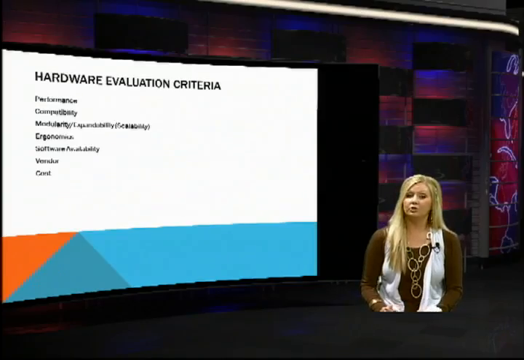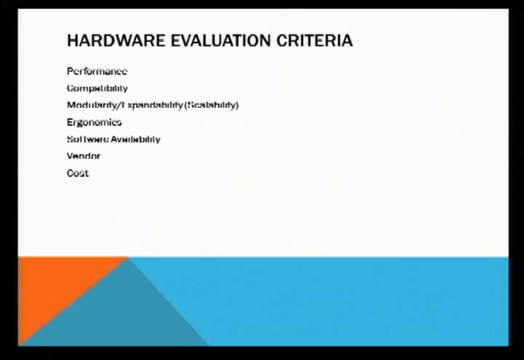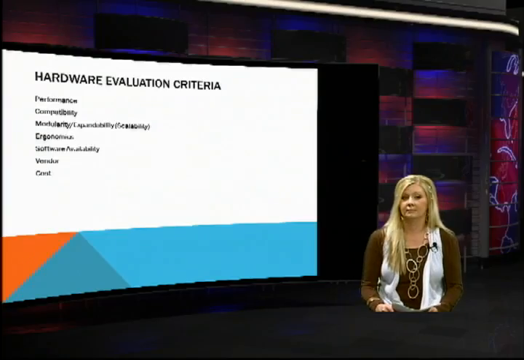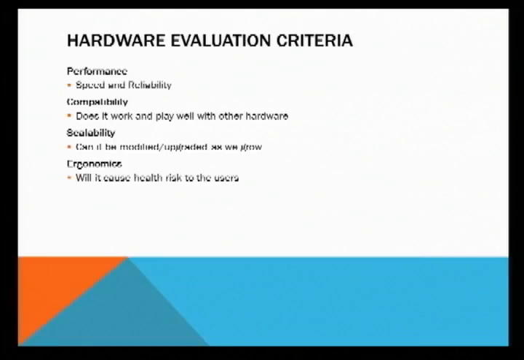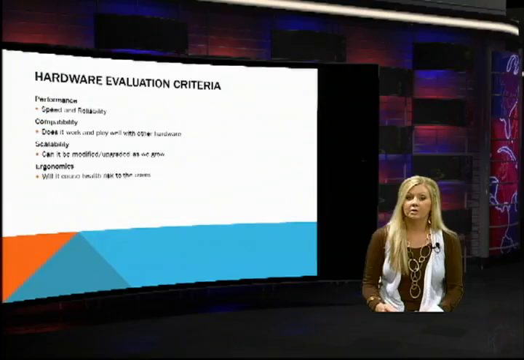When you're evaluating your needs for hardware, you need to look at performance capability, expandability, scalability, ergonomics, software availability, vendor, cost. All equally important in the driving forces behind your decisions. More specifically, performance is about speed and reliability, compatibility, does it work and play well with other hardware, scalability, can it be modified, upgraded as we grow, ergonomics, will it cause health risks to the users?